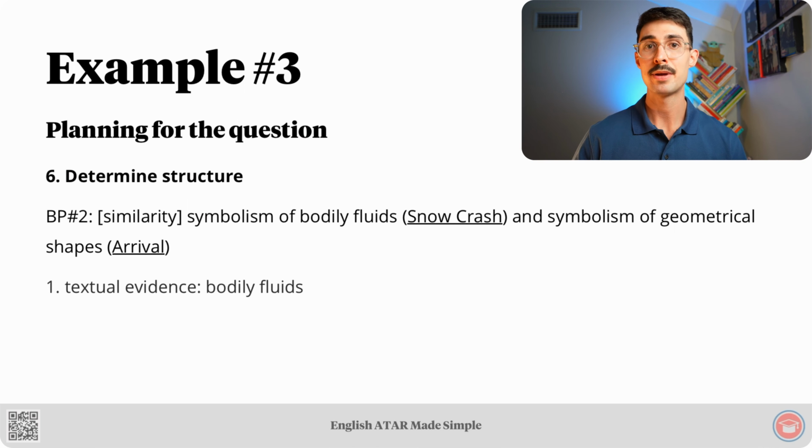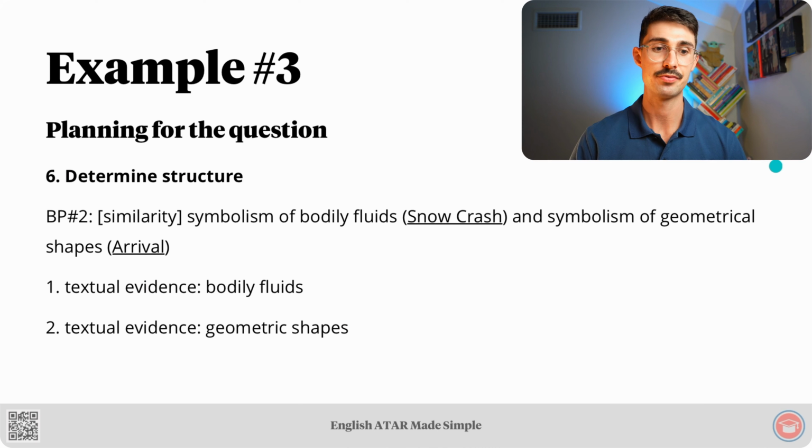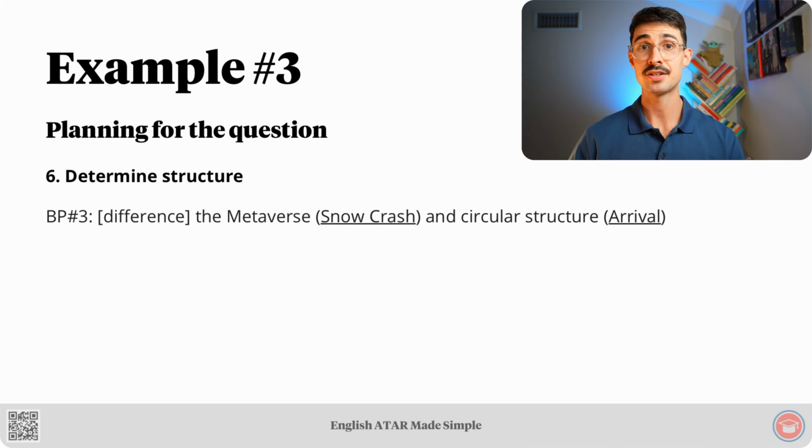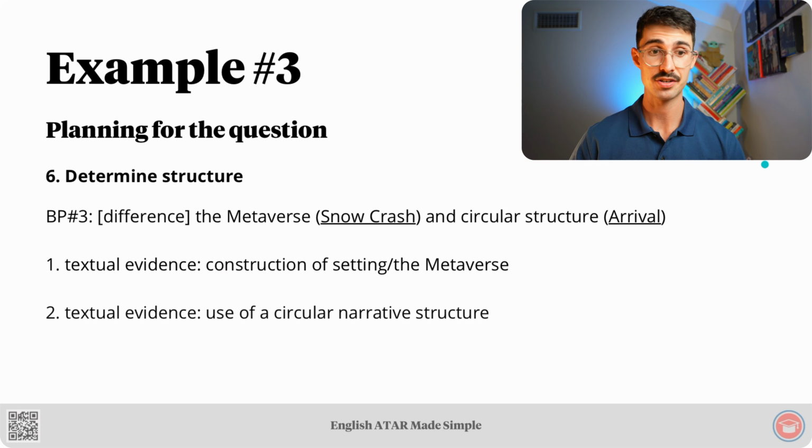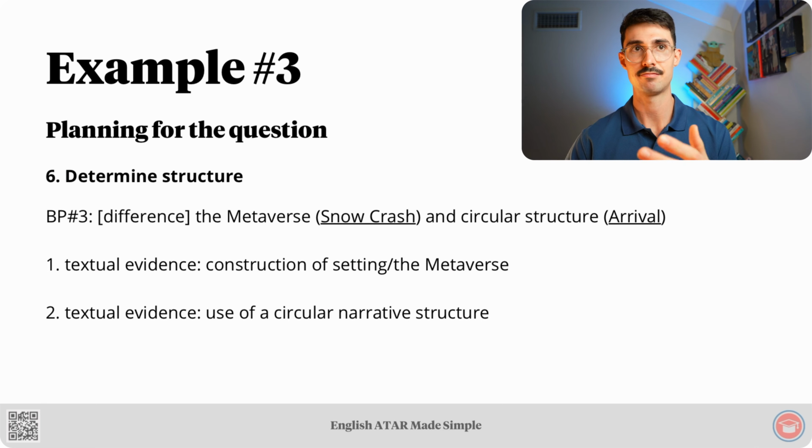Once again, one piece of textual evidence would relate to Snow Crash, the other piece of textual evidence would relate to Arrival. Switching again to body paragraph 3, this would discuss a difference. Specifically, Snow Crash and its focus on the metaverse versus Arrival and its circular structure. One piece of textual evidence would discuss the construction of the metaverse in Snow Crash, and the other piece of textual evidence would discuss the use of a circular narrative structure in Arrival.